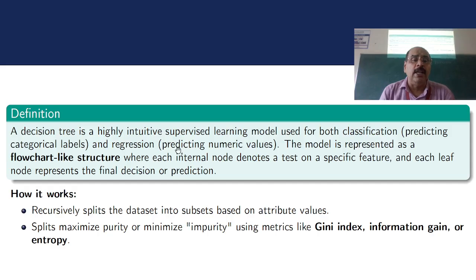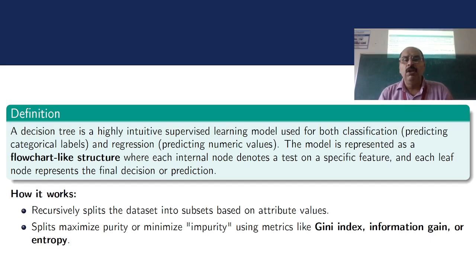So a decision tree is a highly intuitive supervised learning model used both for classification and regression. We have already discussed what is classification and what is regression. Classification means categorical values. We don't have numerical values. We have a finite number of groups, yes or no, and so on. So that is a category, male, female, it's a category, yes or no, that's a category. Regression means the values, the numbers, temperatures, numerical values, which keep changing based upon the time.